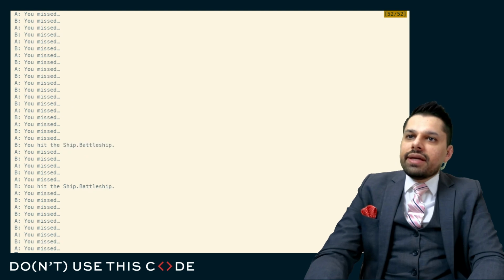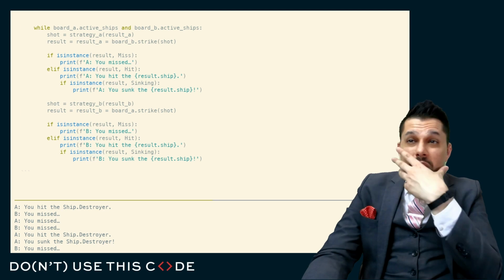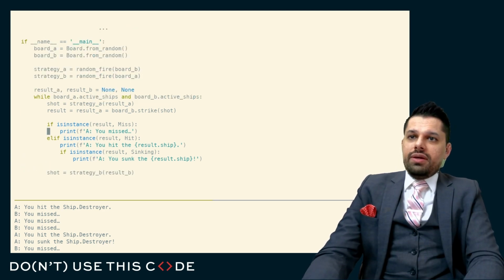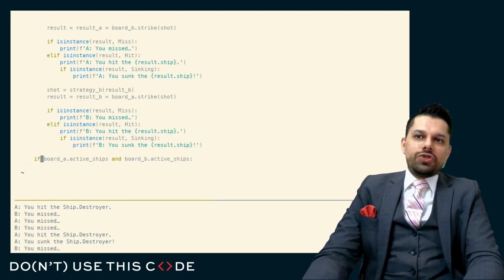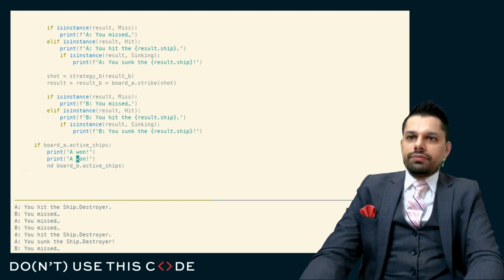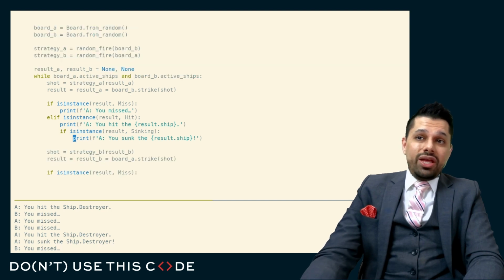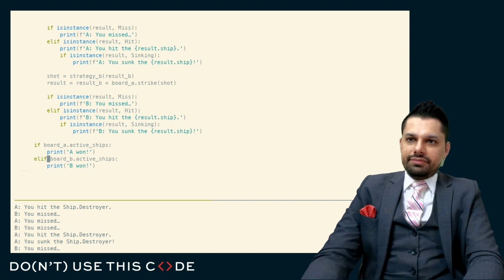And you can see, yeah, they missed, they missed, they missed. They hit a battleship, they hit a battleship. And we need to probably figure out who won. So then at the end, it's actually pretty easy. If there are active ships, basically whoever had active ships won. So we can say A won. Otherwise, B won. Or I guess it's not really possible since it's turn-based. They could have both lost. But we'll just write it like this, just in case.